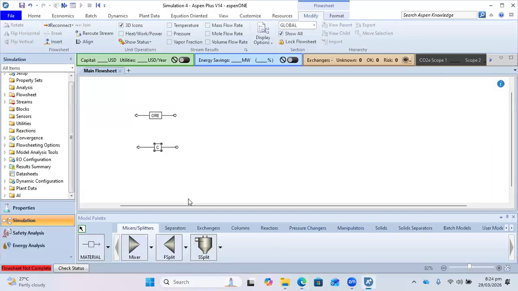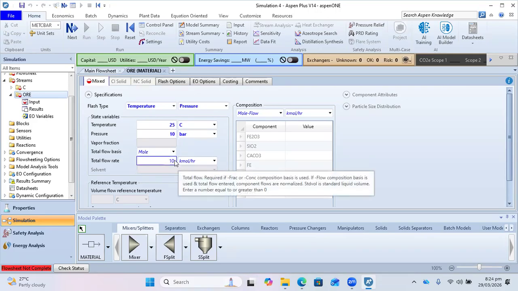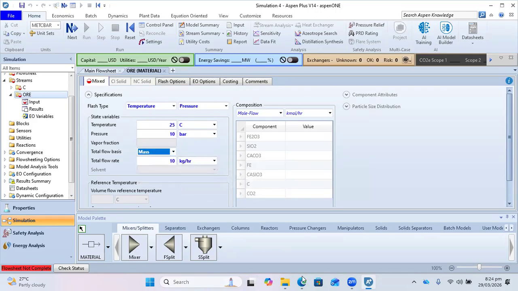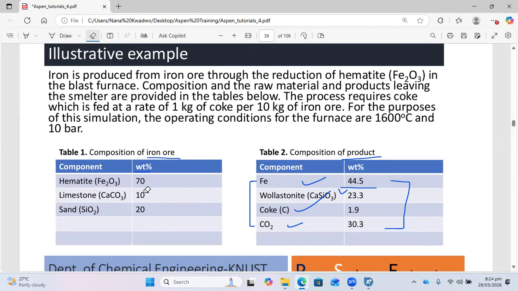So we are taking it that it's going to come in at maybe atmospheric temperature, let's say 25. And then the pressure was 10 bar. Right. When it gets into the furnace or the smelter, it will become specified as 1600. And we can assume a basis. So let's make this 10. And we are changing it from mole to mass because here we are working with masses, kilogram, kilogram, and then weight percent. So it's better to work in terms of the mass flow.